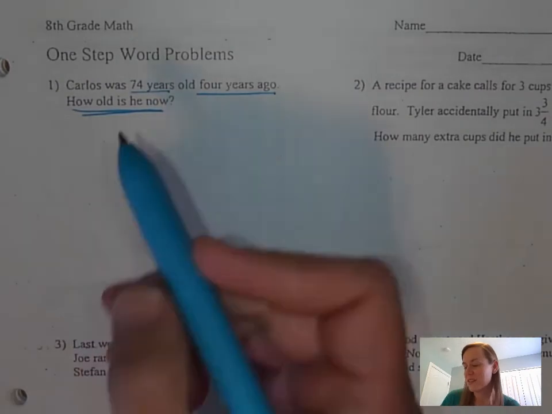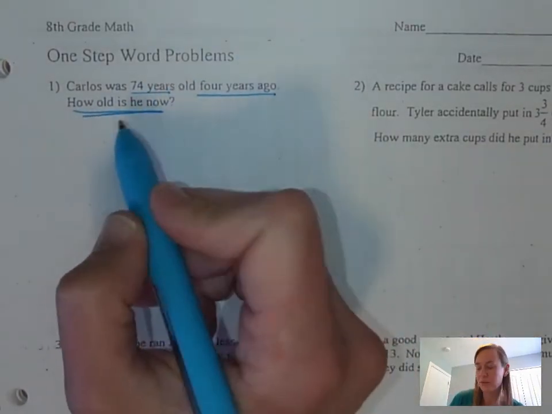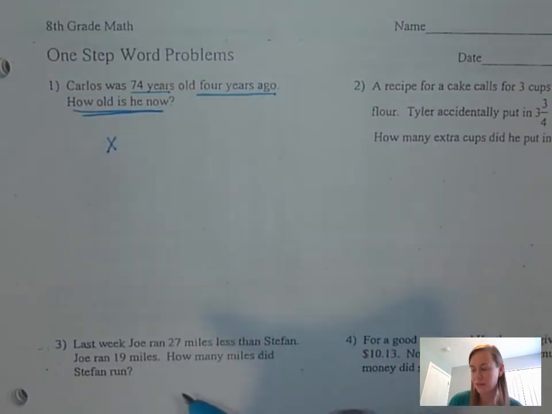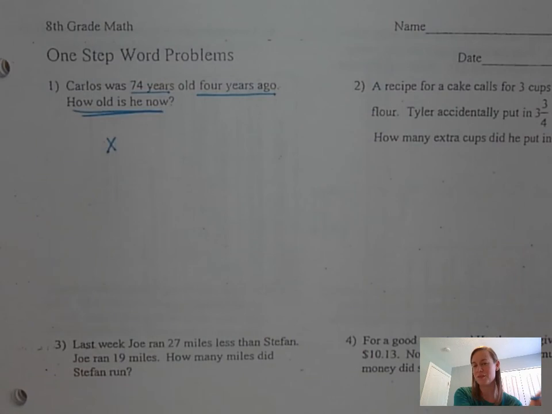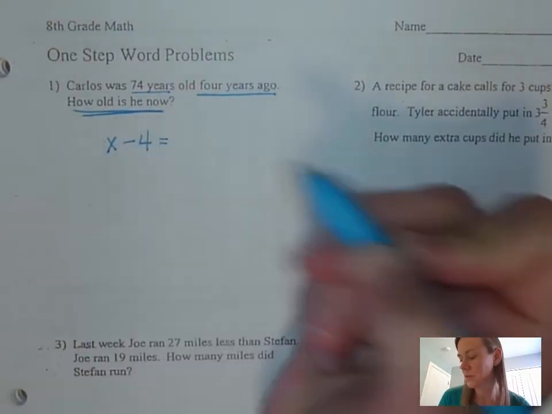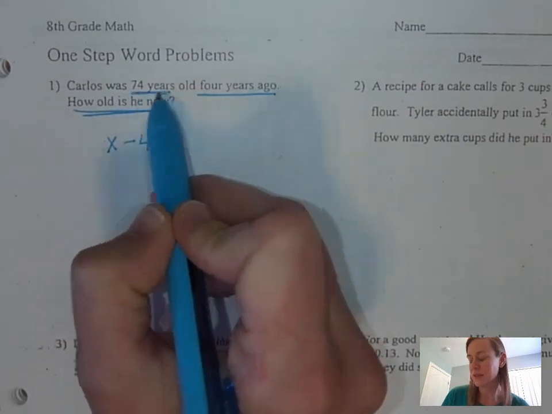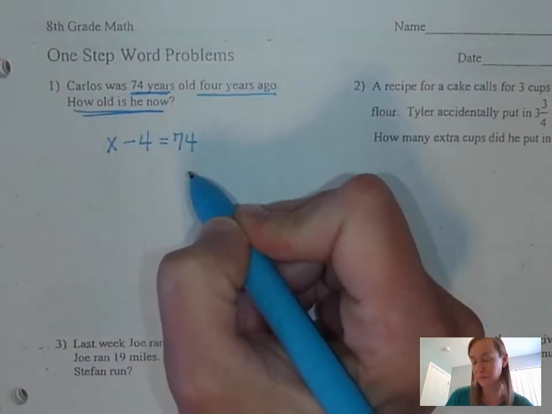Okay, so I'm going to start this way. I'm going to do how old he is now. That's going to be my x. And 4 years ago, that would be like minus 4 years, right? So x minus 4 equals this age, 74, because that's how old he was 4 years ago.